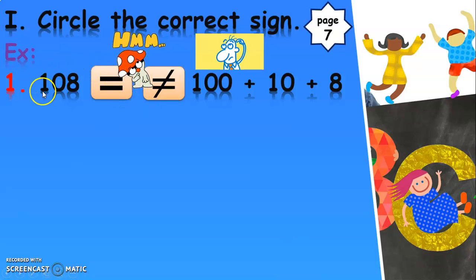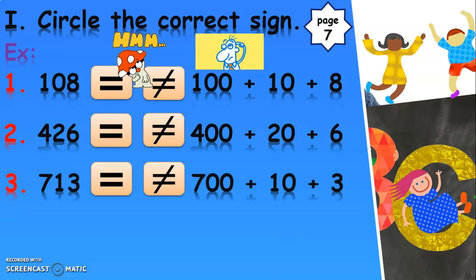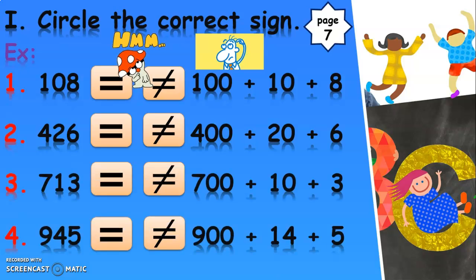So think of the answer for number 1. Is 108 equal or unequal to 100 plus 10 plus 8? Try to think of your answer. Do the same for number 2. Compare the numbers for number 3. And then for number 4. Again, choose from the symbol or the sign equal or unequal to.